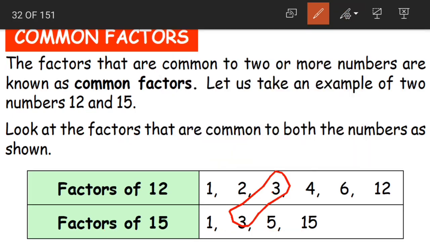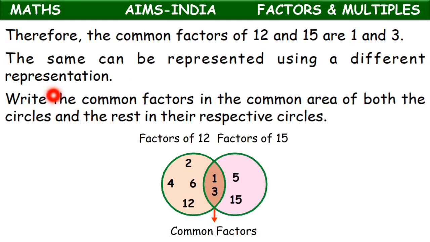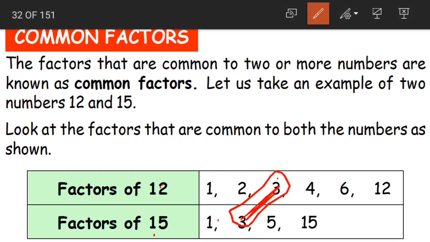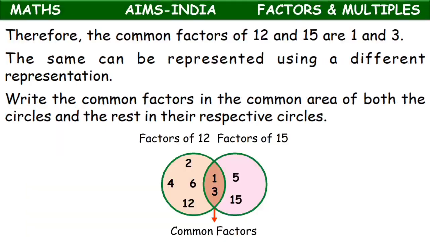Now from these two, which is the common one, children? 3 is common for both of the given numbers. So 3 becomes their common factor. Therefore, 3 and 1, right? Yes, 1 is also common. Yes or no? So the common factors of both 12 and 15 are 1 and 3.